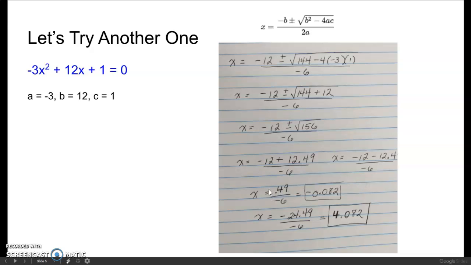All right, so for this one, I ended up with 0.49 divided by negative 6. For this one, I ended up with negative 24.49 divided by negative 6. So then you can see what I got for my values. Again, these are rounded. Often in mathematics, we do round to the nearest thousandth. In this case, rounding to the nearest thousandth actually did give me 0.49. All right, so those are my roots.